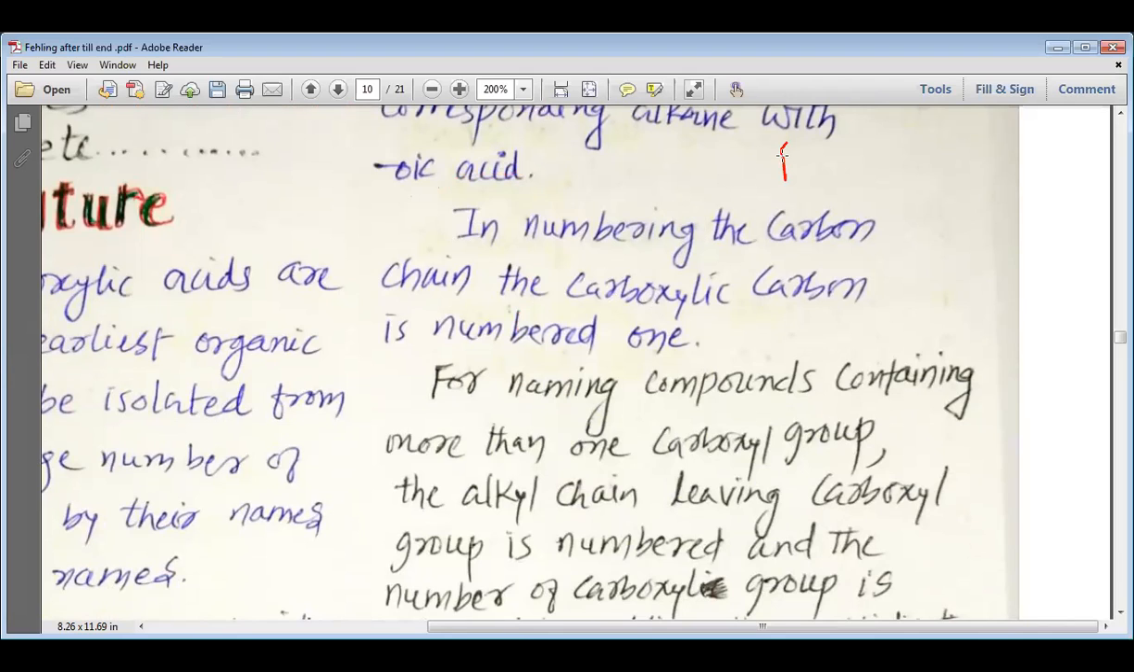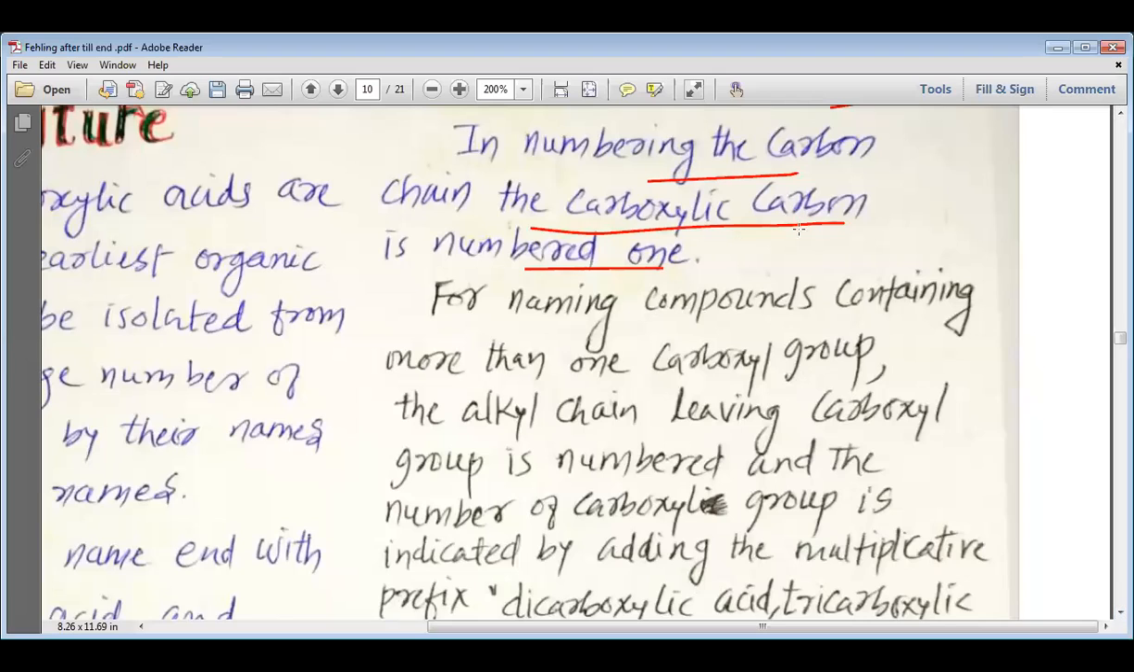In common names, there was only ic acid as a suffix, like formic acid, acetic acid. But in the IUPAC system, we have added oic acid as a suffix. In numbering the carbon chain, the carboxylic carbon is numbered 1. Remember that whenever we number a carboxylic acid, we give the first number to the carbon included in the COOH group. So in any number of bonded carbons, we shall give this carbon the first number.